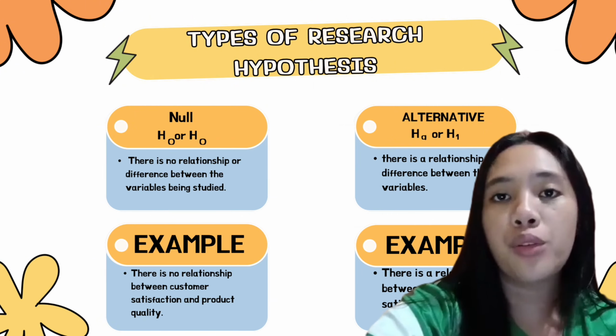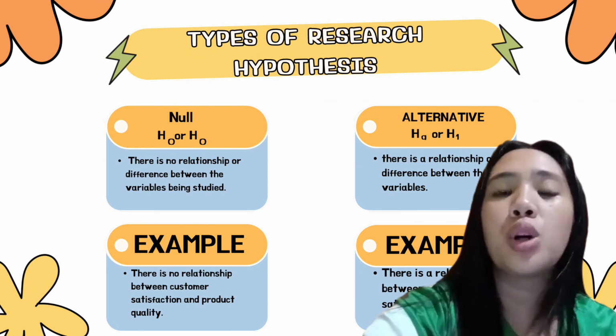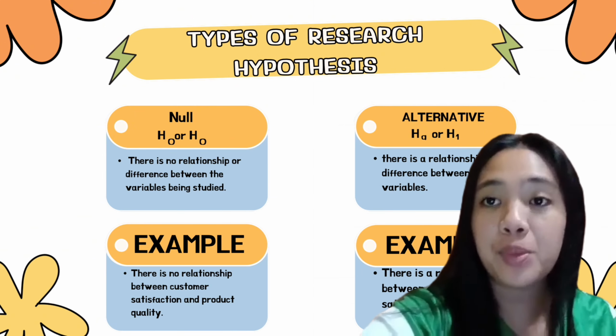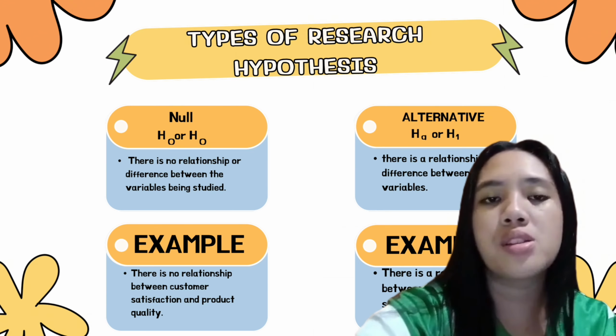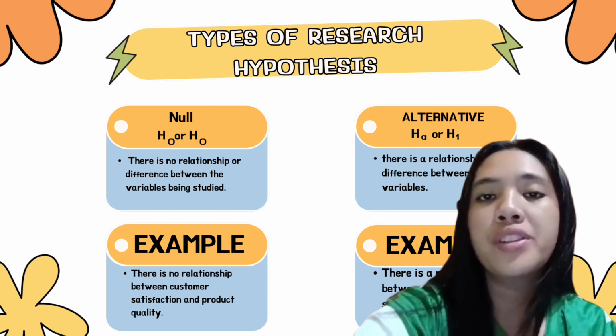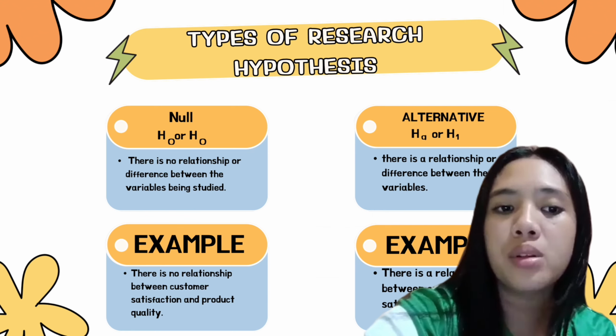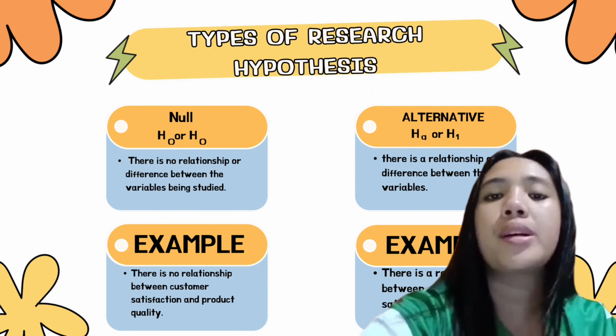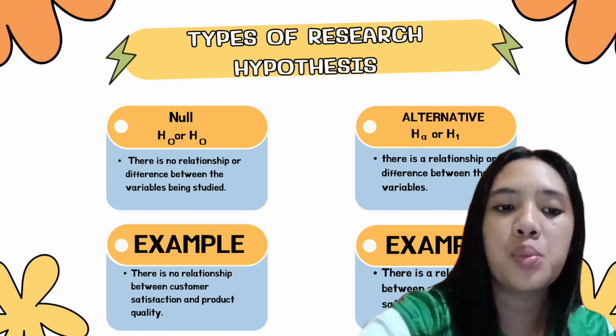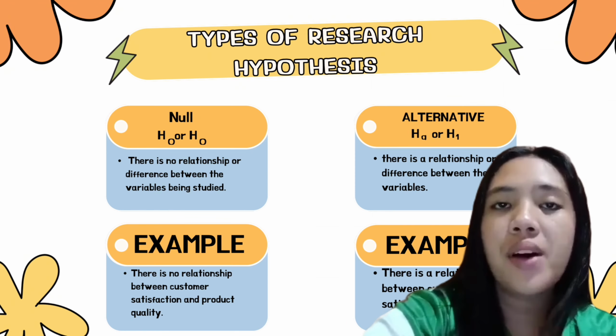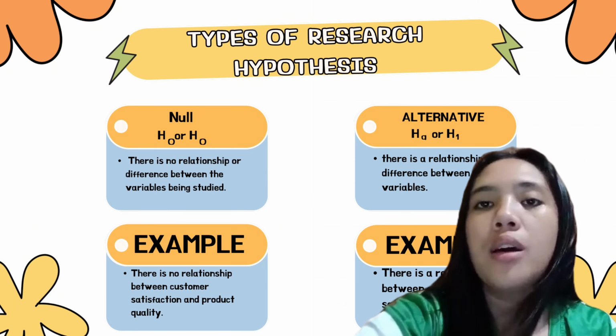There are types of research hypothesis. We have null hypothesis and alternative hypothesis. Null hypothesis: there is no relationship or difference between the variables being studied. For example, there is no relationship between customer satisfaction and product quality.